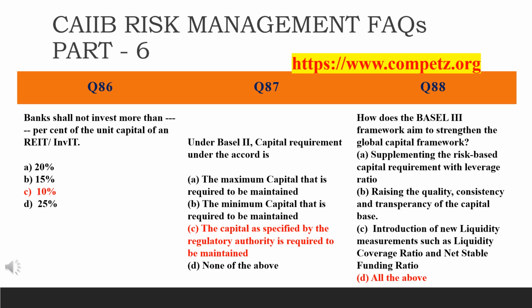D option. Why? Because the key implementations of Basel III include the following: stricter guidelines for qualifying as Tier 1 capital. Second comes the introduction of leverage ratio. Third is the liquidity coverage ratio and net stable funding ratio. And fourth comes CCB, that is nothing but capital conservation buffer. Introduction of capital conservation buffer requirements and counter-cyclical capital buffer, CCCB buffer.